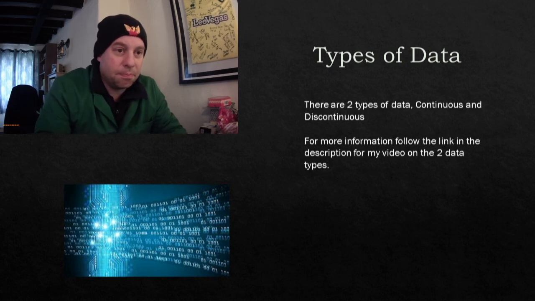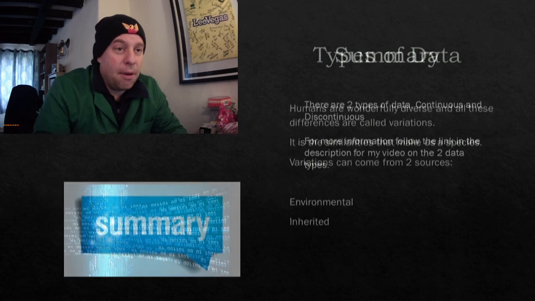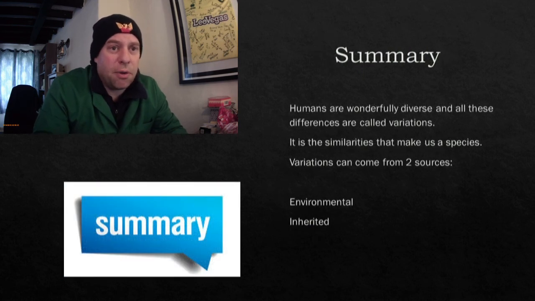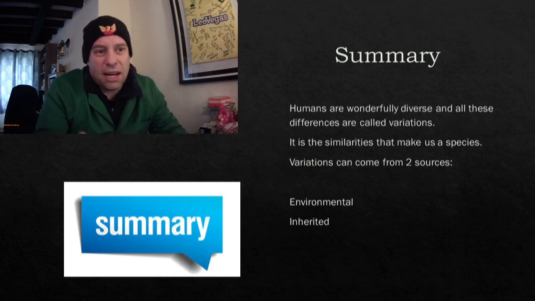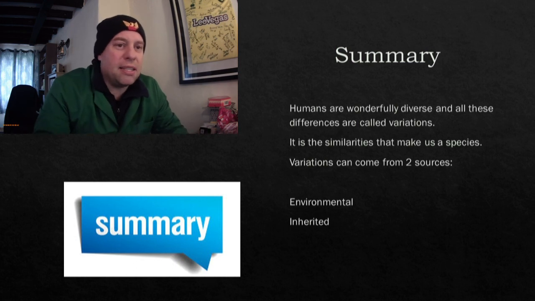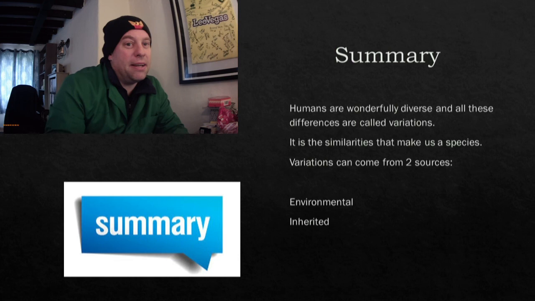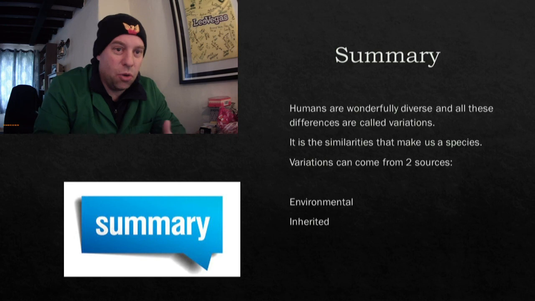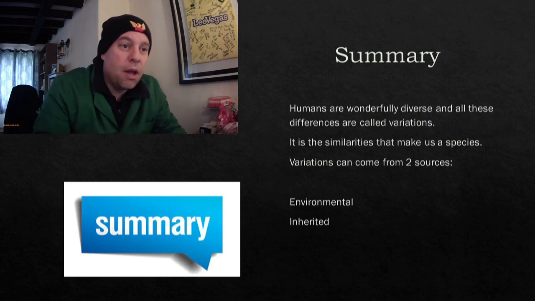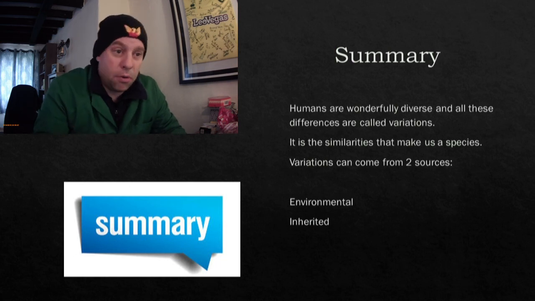So let's wrap this up. Humans are wonderfully diverse. We have so many different variations between hair colour, height, skin colour, eyes, sizes of all kinds of things. And it's those variations that make us fascinating. The fact that we are all different. But it's the similarities that will make us a species. And so we have to look at both the similarities and the differences in order to look at a population of a species. The variations can come from two sources. They can be environmental or inherited or both. And you need to be able to recognise different data sources.